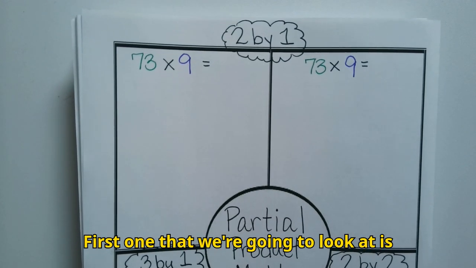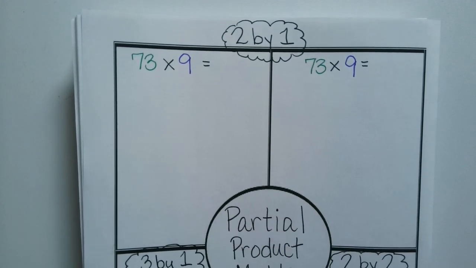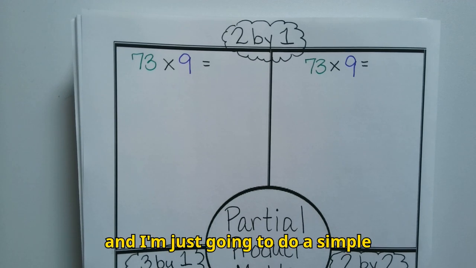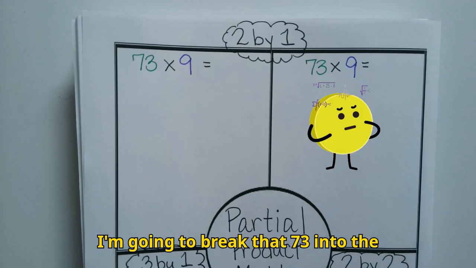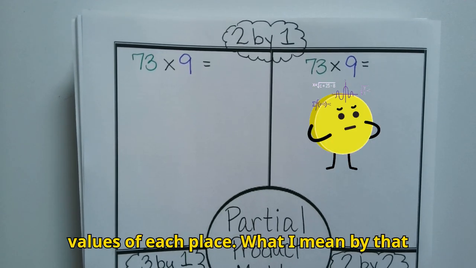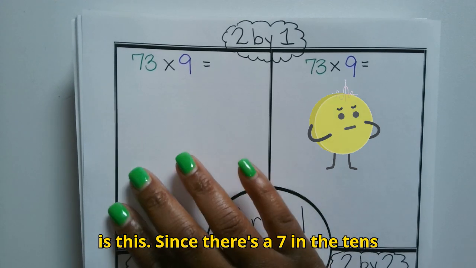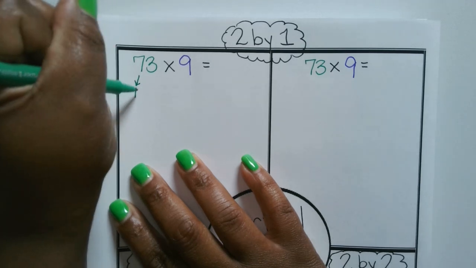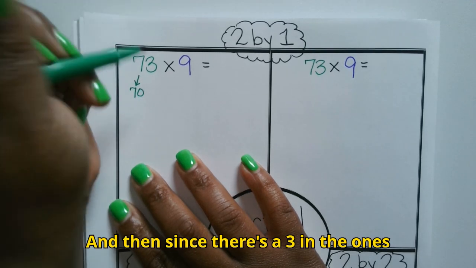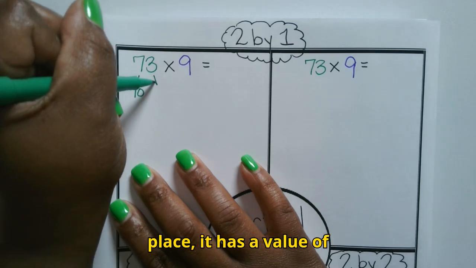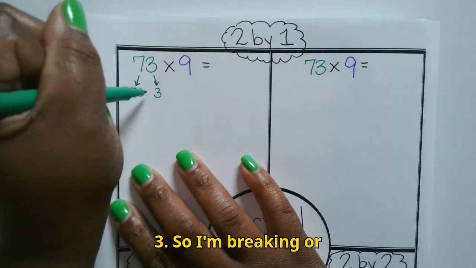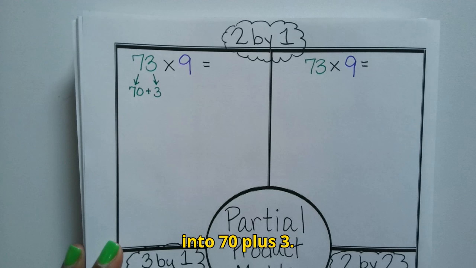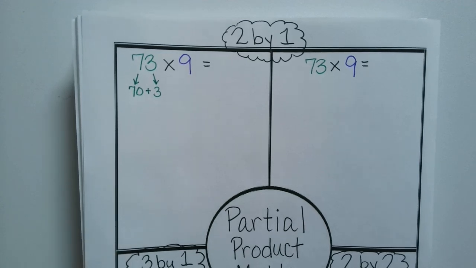First one that we're going to look at is 73 times 9. I'm going to decompose the bigger number, and I'm just going to do a simple decomposition. I'm going to break that 73 into the values of each place. And what I mean by that is this. Since there's a 7 in the tens place, 7 tens has a value of 70. And then since there is a 3 in the ones place, it has a value of 3. So I'm breaking or decomposing 73 down into 70 plus 3.